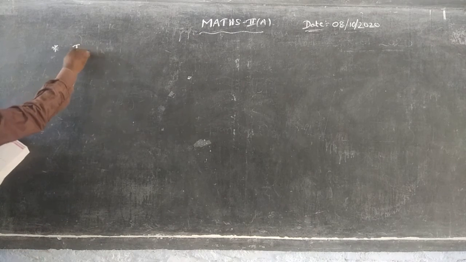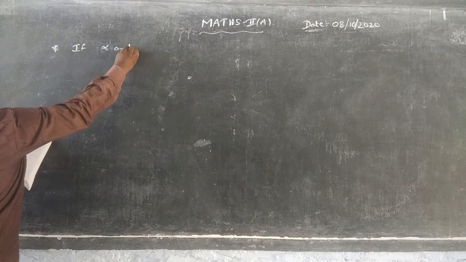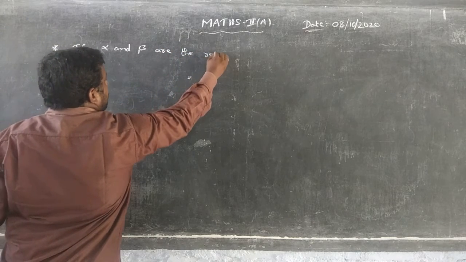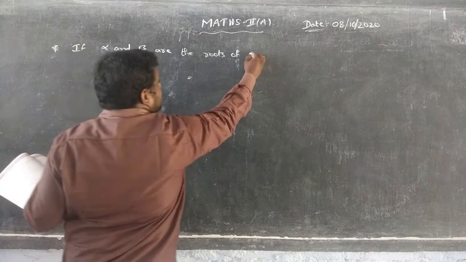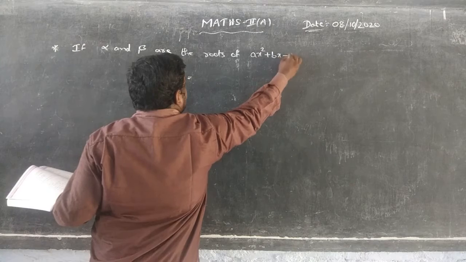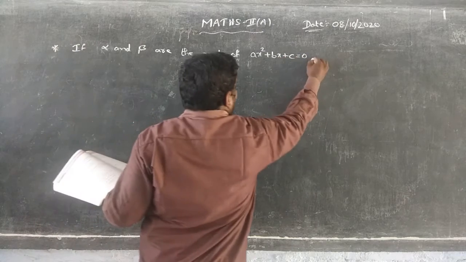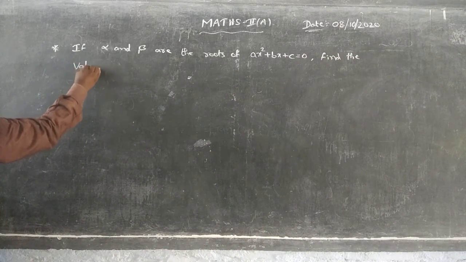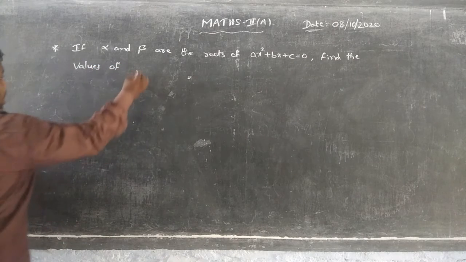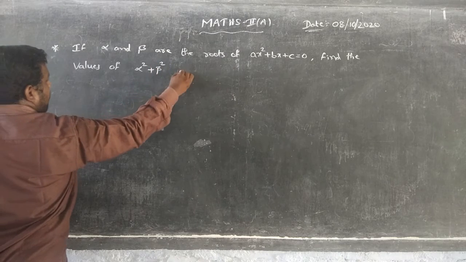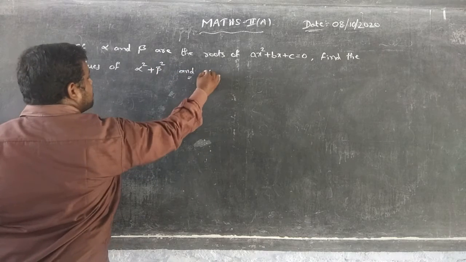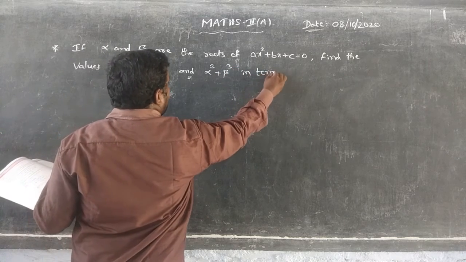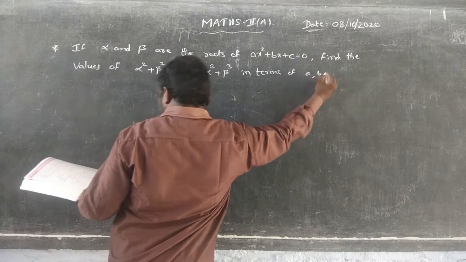If alpha and beta are the roots of ax square plus bx plus c is equal to 0, find the values of alpha square plus beta square and alpha cube plus beta cube in terms of a, b, c.